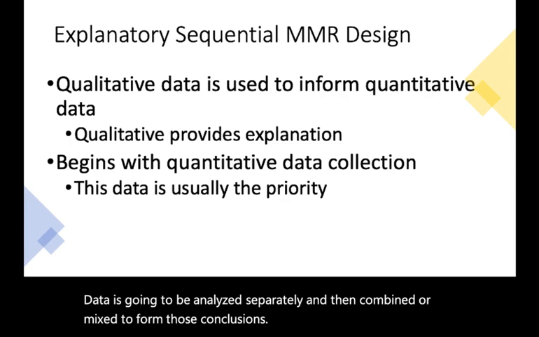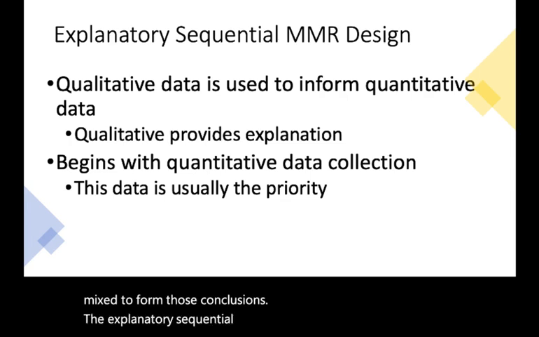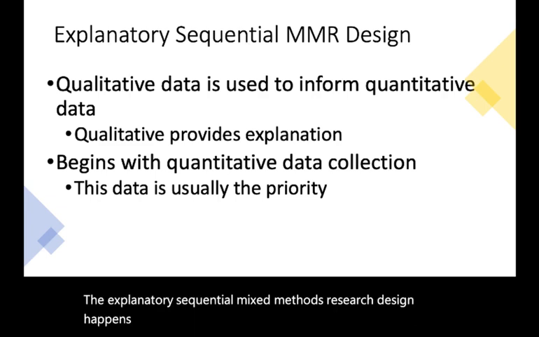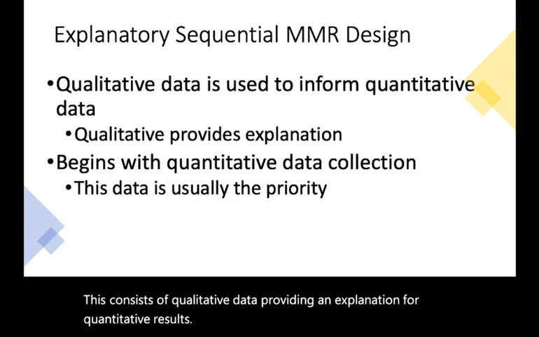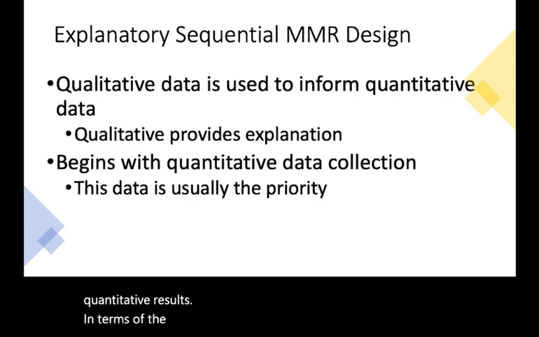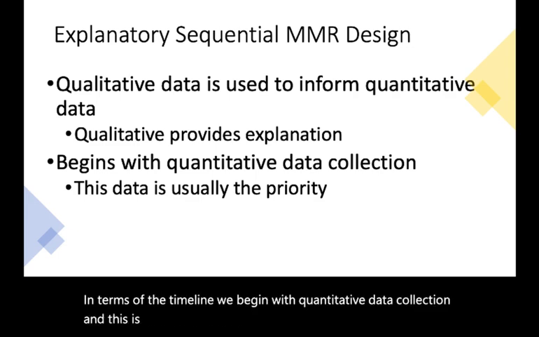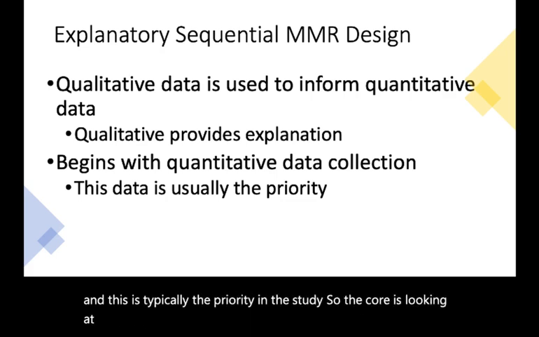The explanatory sequential mixed methods research design happens when qualitative data is used to inform quantitative data. This consists of qualitative data providing an explanation for quantitative results. In terms of the timeline, we begin with quantitative data collection, and this is typically the priority in the study. So the core is looking at quantitative results, and the qualitative is just going to provide that context.